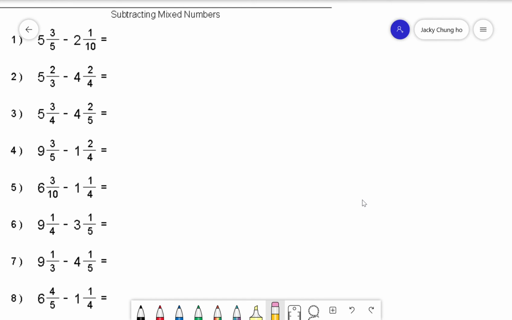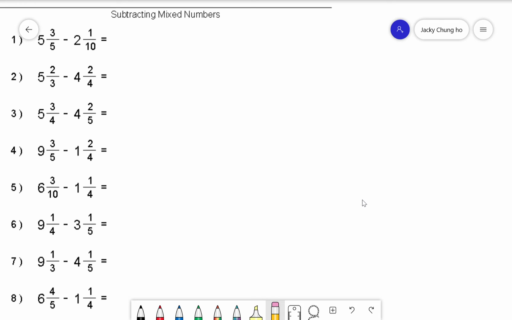Hello everyone, welcome back. This is our second session for fraction subtractions. In this case, we are no longer going to do the simple subtractions on fractions. Instead, we're going to take a look at how we're going to do a mixed number minus another mixed number.